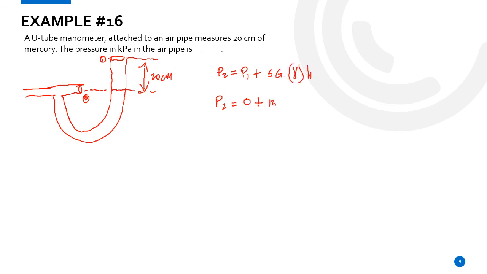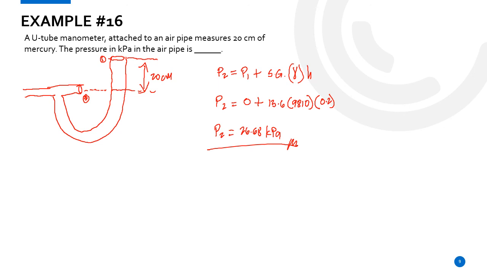So 13.6, di ba? Specific gravity ni Mercury, then specific weight ni water is 9810, then ang height niya gihatag is 0.2. So P2 na to is equal to 26.68 kPa. Yan. So almost the same lang sila, gina-solve ato ang pressure sa different levels in a fluid.